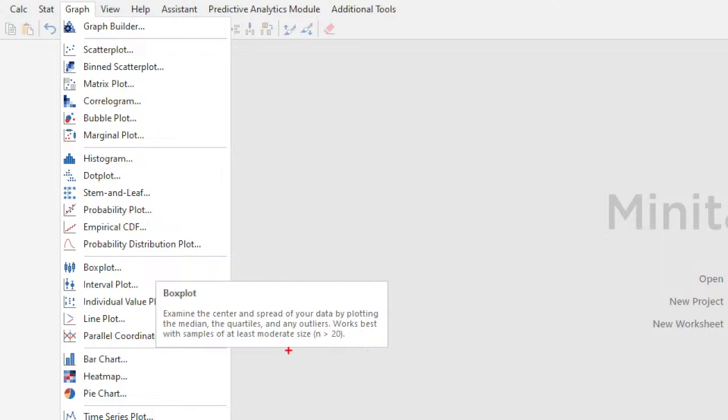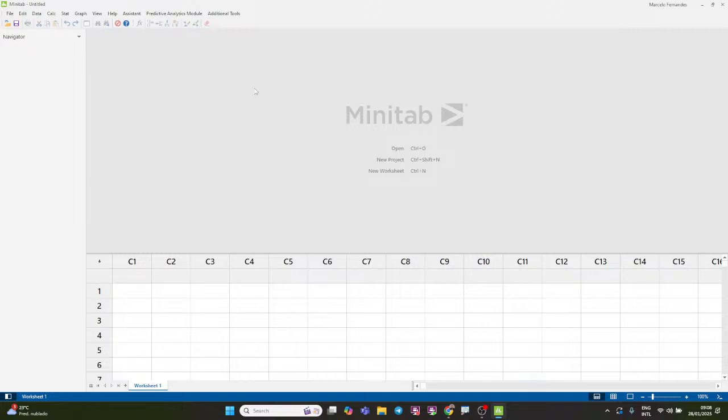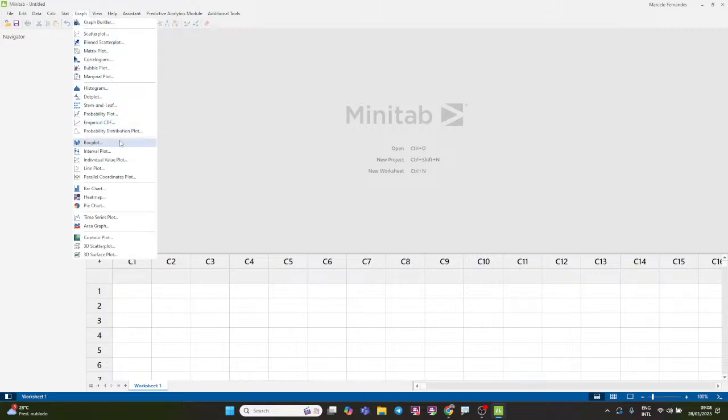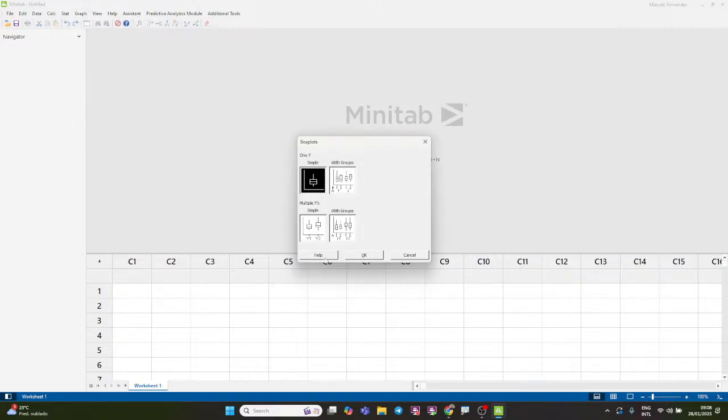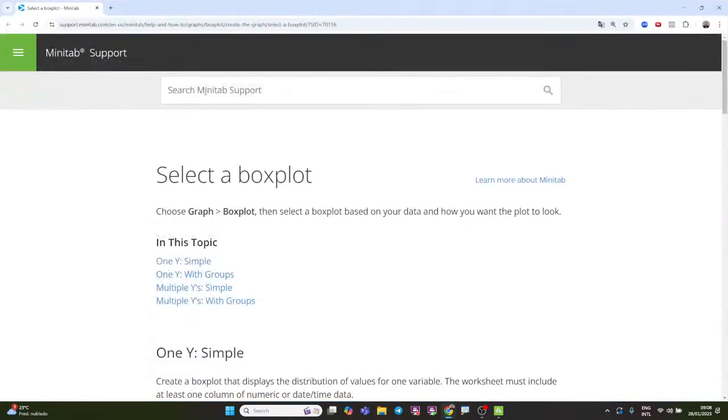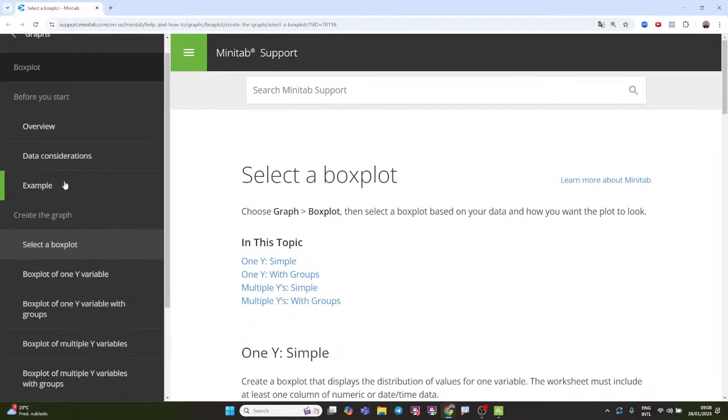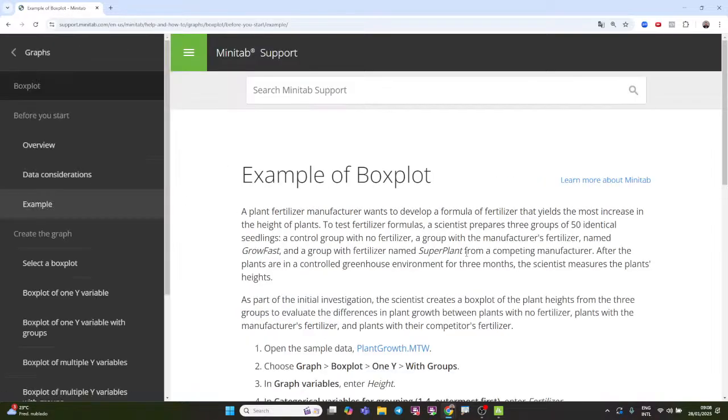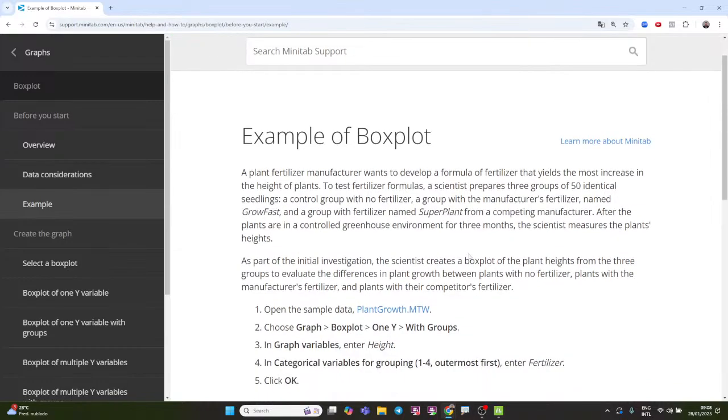Yeah? Wonderful, excellent. So let's take a look here, BoxPlot. You know that when you click in Help, you will be opening up, on the left side, almost always, you have overview, data considerations, and example. So I love to use the examples that we can find on Minitab.